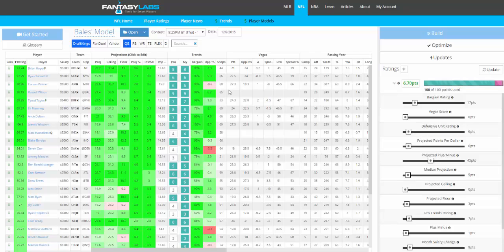So opponent plus minus and the matchup, I think, is more important for those positions that have a larger workload, quarterback and running back, than they are for the pass catchers.